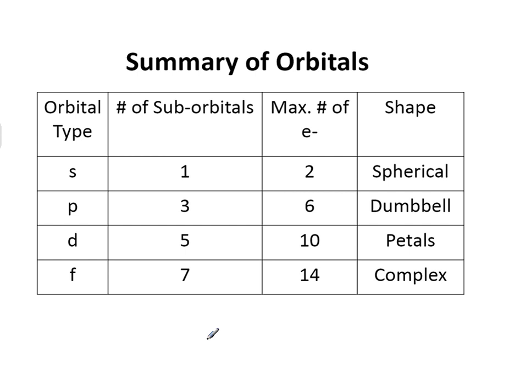2 electrons go in each of those types of suborbitals. So 1 times 2 gives us 2 maximum in the S orbitals, 6 in P, 10 in D, and 14 in F. Again, down here, shape just for review: spherical shape, kind of that dumbbell shape, petal or 4-leaf clover, and the F's we'll just call complex to make it easy.